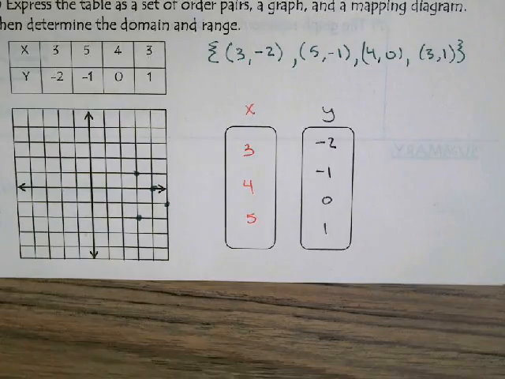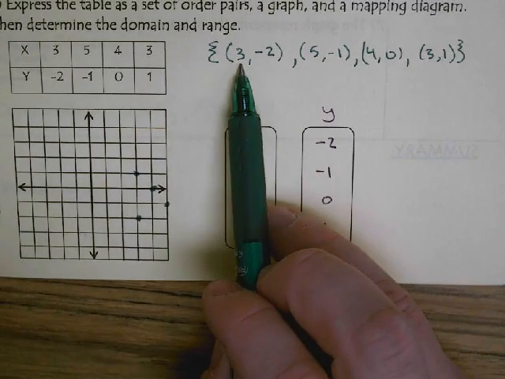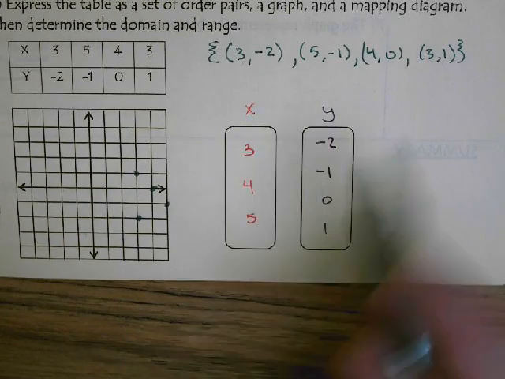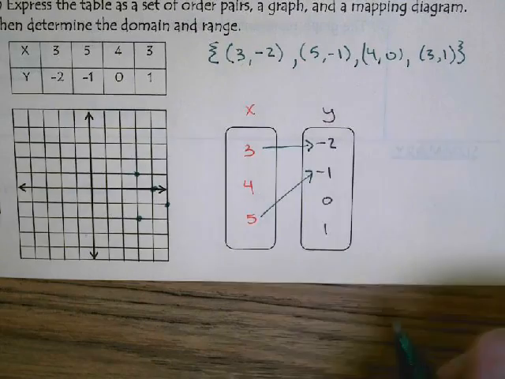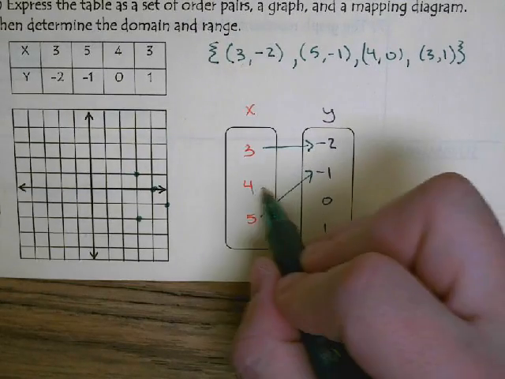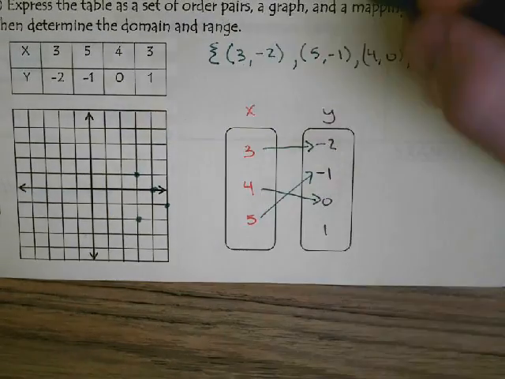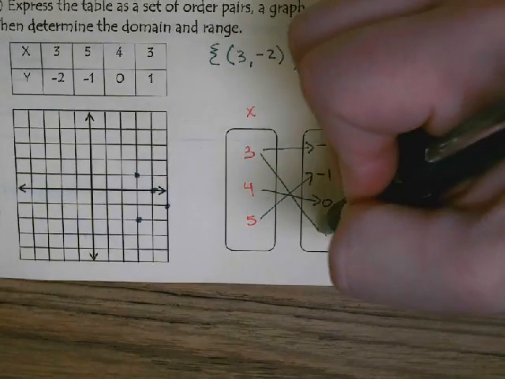And then we'll just do a mapping connecting the x to the y. So 3 connects to -2, 5 connects to -1, 4 connects to 0, and then the second 3 connects to the 1, like so.